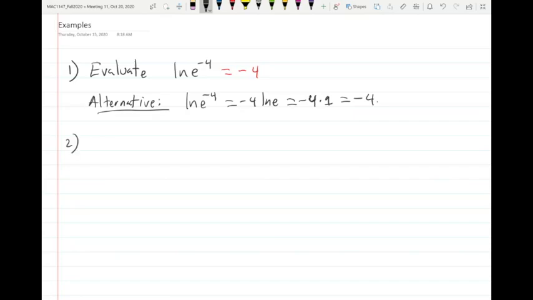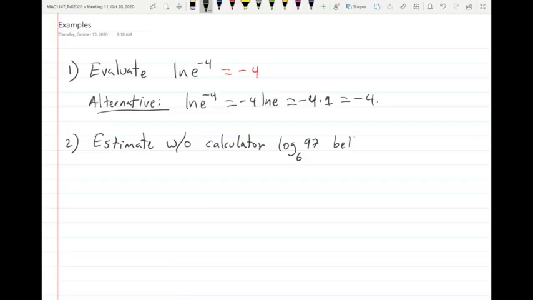All right, here is another little example. Let us estimate a logarithm without using a calculator. So how would you do this? Without using a calculator, estimate log base 6 of 97.